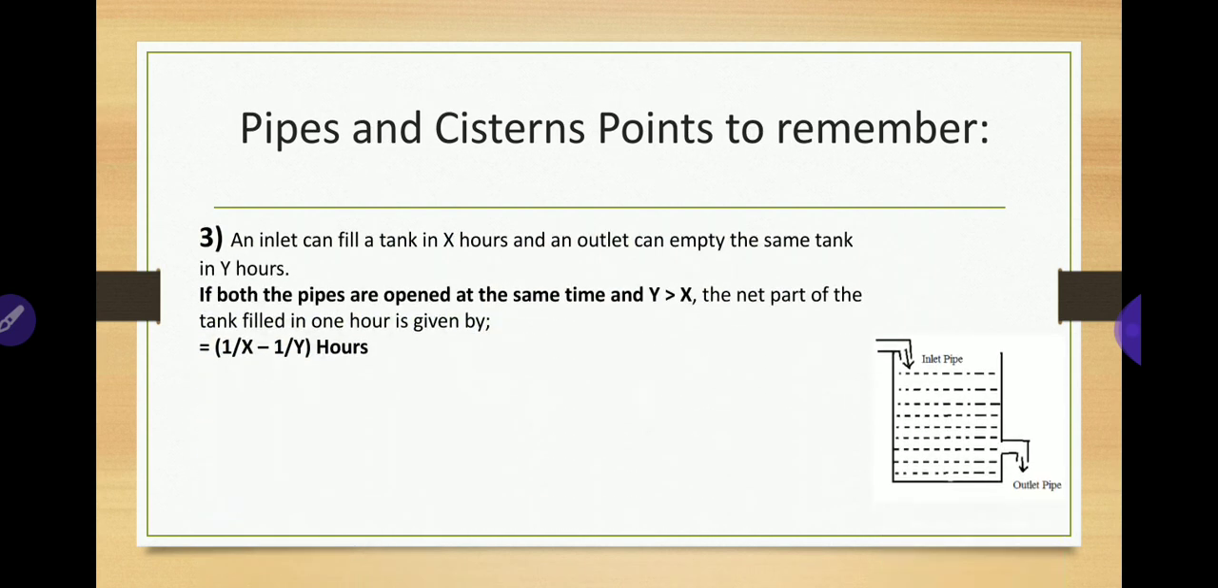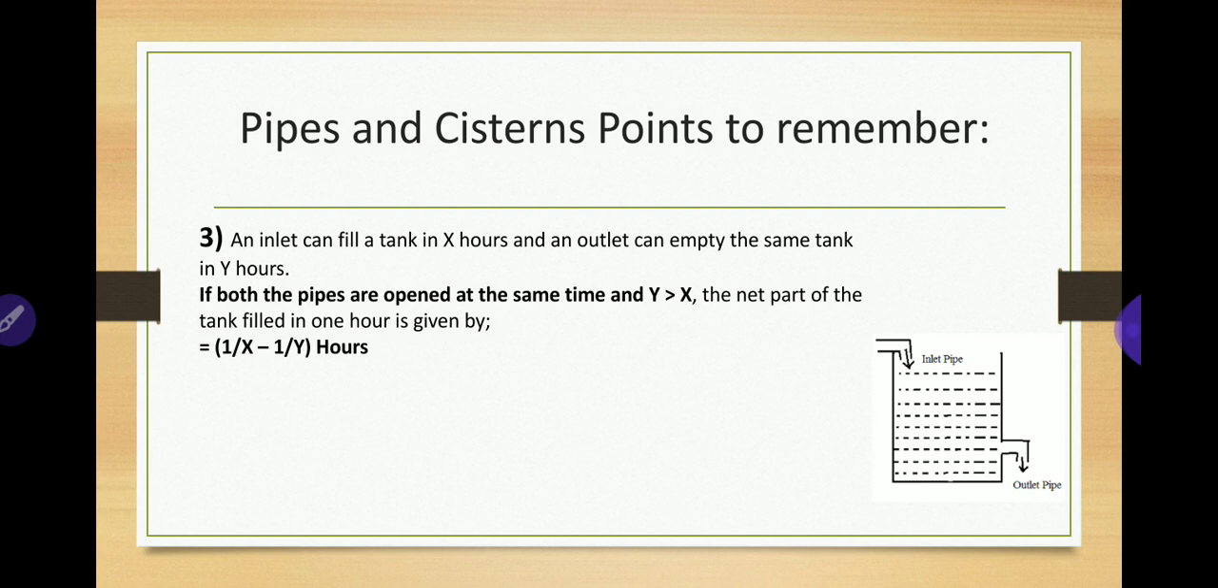Next point: if an inlet can fill the tank in x hours and an outlet can empty the same tank in y hours separately, and both the pipes are operated at the same time, and if y is greater than x, that is, the time required to empty the tank is greater than the time required to fill the tank, then the net part of the tank filled in 1 hour will be 1 upon x minus 1 upon y. Here the y value is greater than x, that's why 1 upon x minus 1 upon y is done.